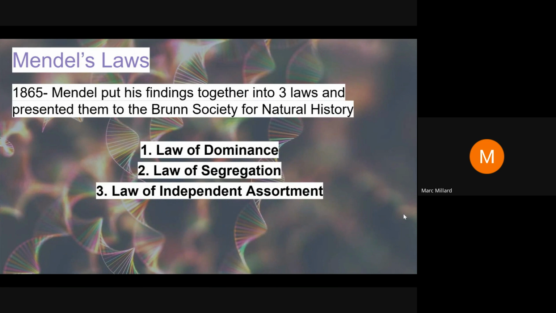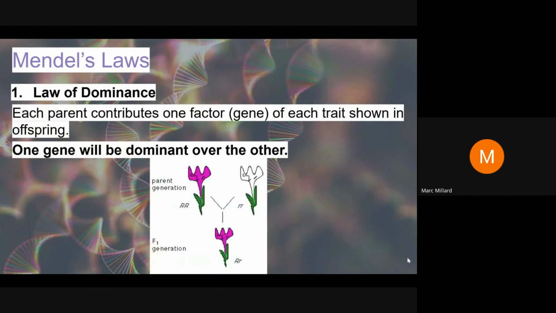In 1865, Mendel put his findings together into 3 laws and presented them to the Brünn Society for Natural History. They were called the Law of Dominance, the Law of Segregation, and the Law of Independent Assortment. Let's go through each law quickly. First, the Law of Dominance. This law states that each parent contributes only one factor or gene of each trait shown in the offspring. One gene will be dominant over the other.